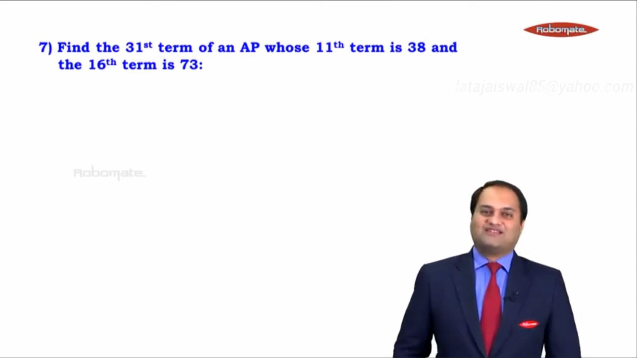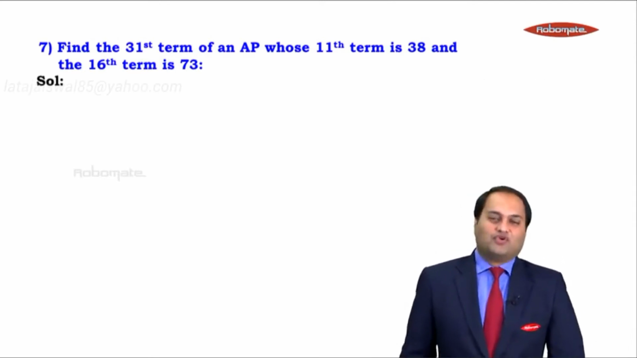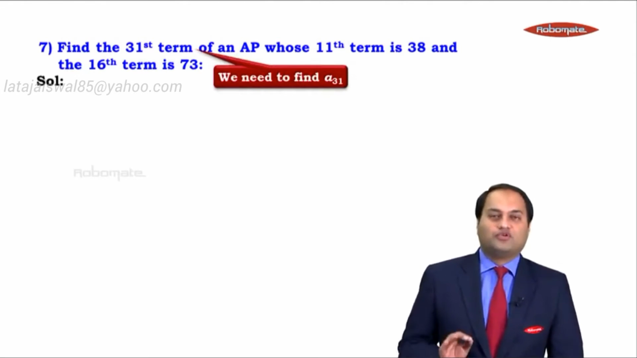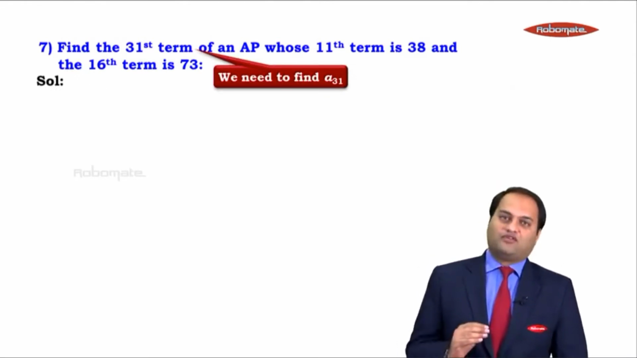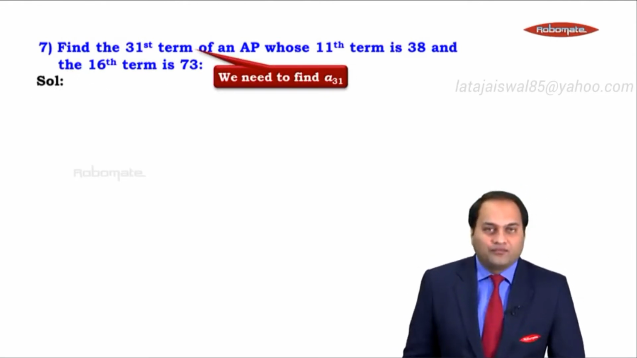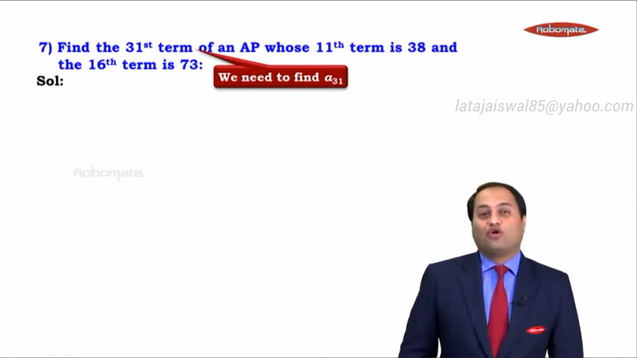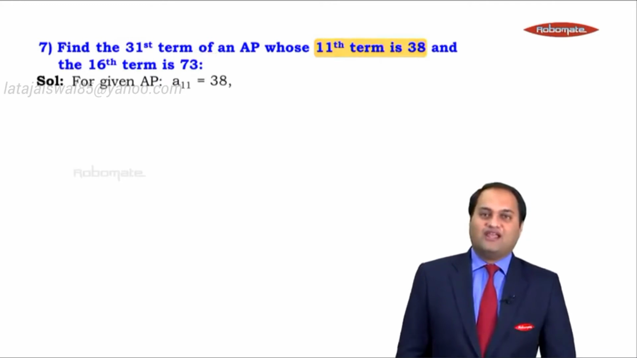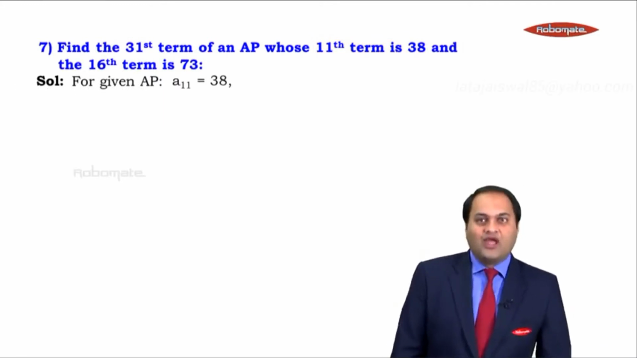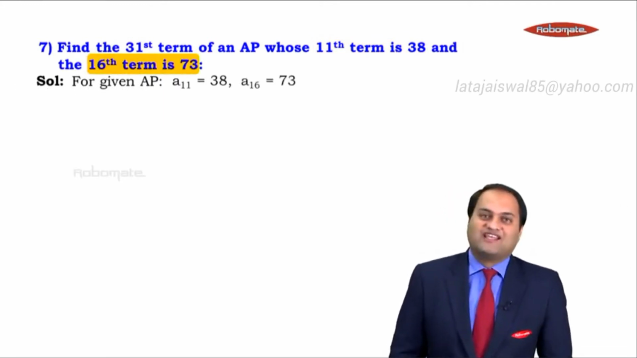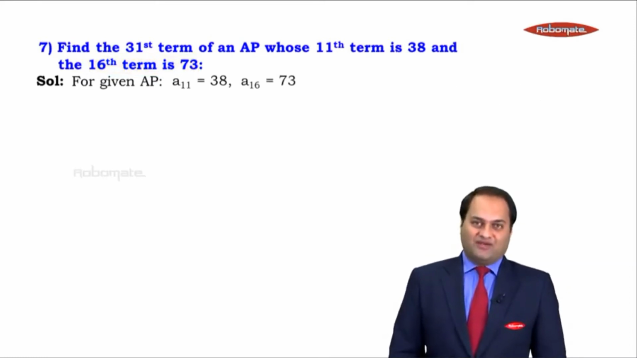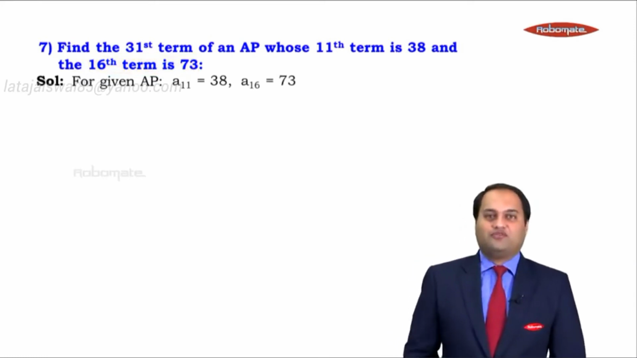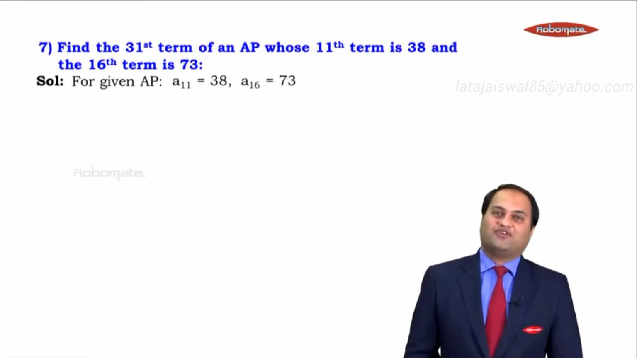16th term is 73. So what are we supposed to find here? We are supposed to find the 31st term, that is we are supposed to find A31. And to find A31, what all is given to us? We are given the 11th term, that is A11 is 38, and 16th term, that is A16 is 73. Now with the help of this given information, we need to find the 31st term.